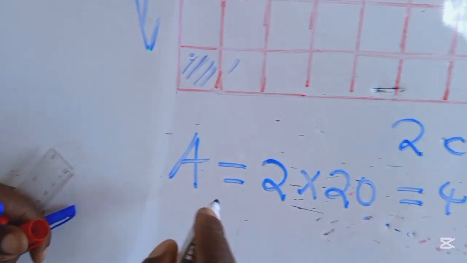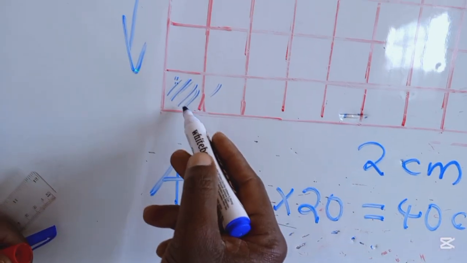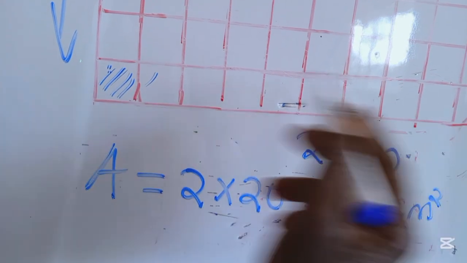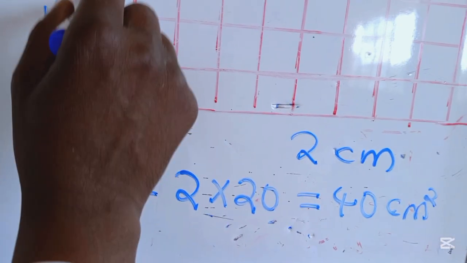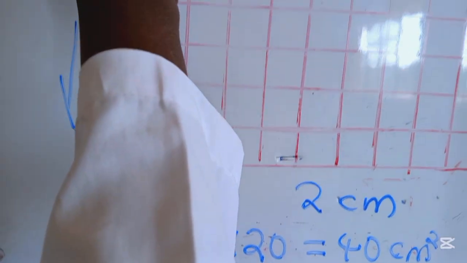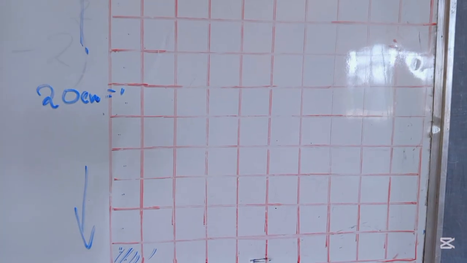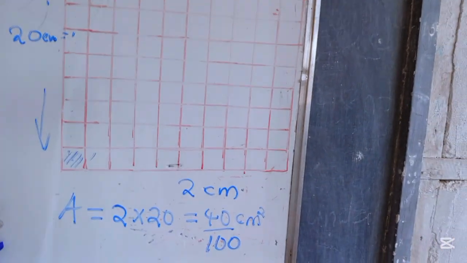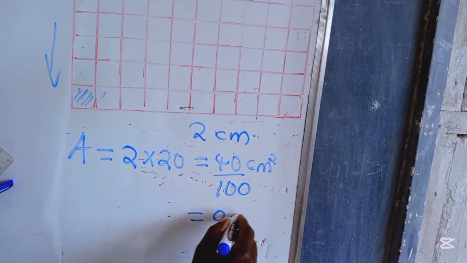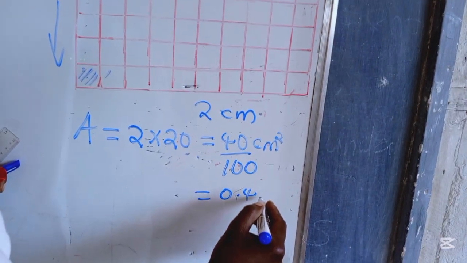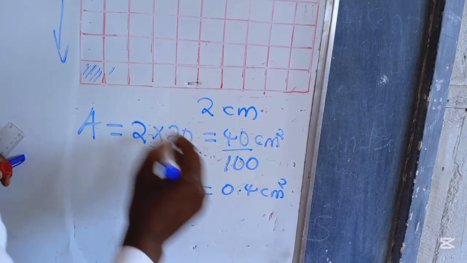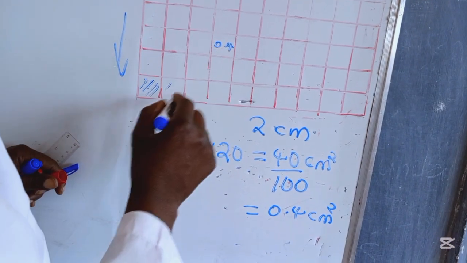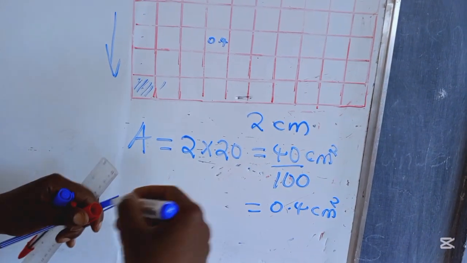Because there are 100 smaller boxes, if you count 1, 2, 3, 4, 5, 6, 7, 8, 9, 10, and again from here, 1, 2, 3, 4, 5, 6, 7, 8, 9, 10. So 10 times 10, that is 100. When you divide this by 100, you get 0.4 centimeters squared, meaning each box is 0.4. That's what it means.